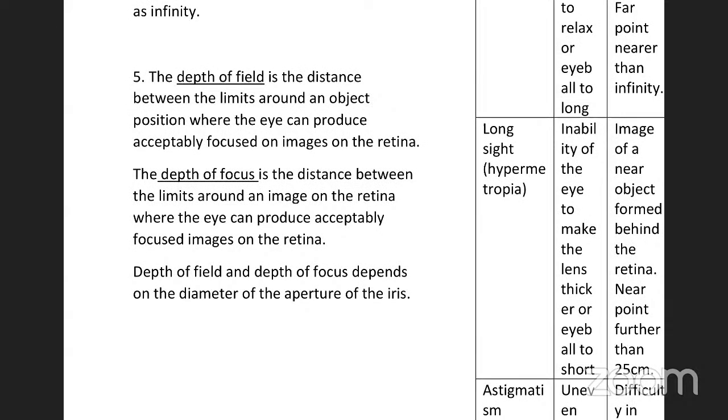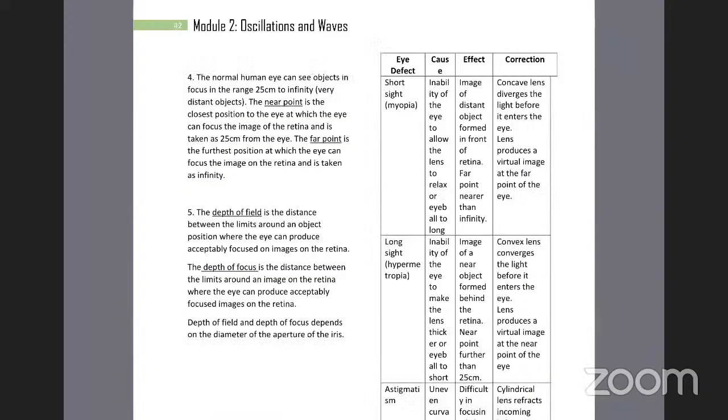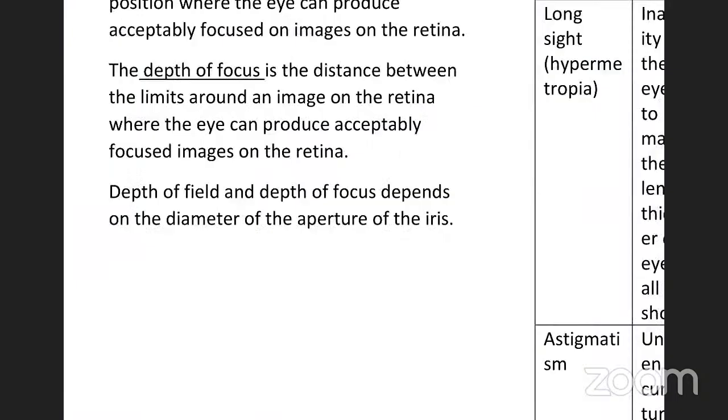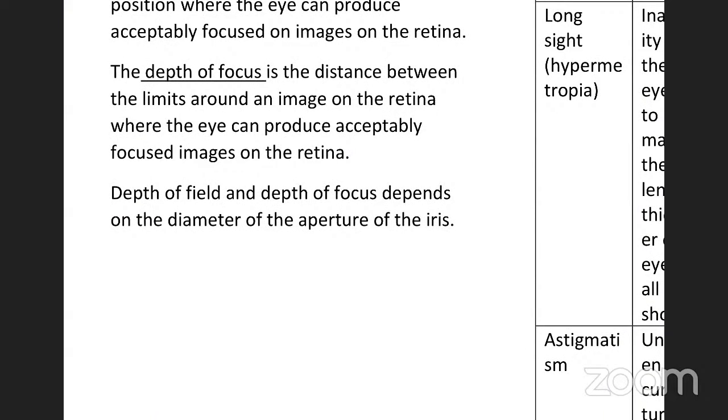The depth of field is the distance between the limits around the object position where the eye can acceptably focus on the image on the retina. The depth of focus, on the other hand, is the distance between the limits around an image on the retina where the eye can produce acceptably focused images on the retina. Shucks, a picture is missing. The depth of field and depth of focus depend on the diameter of the aperture of the iris. Okay.